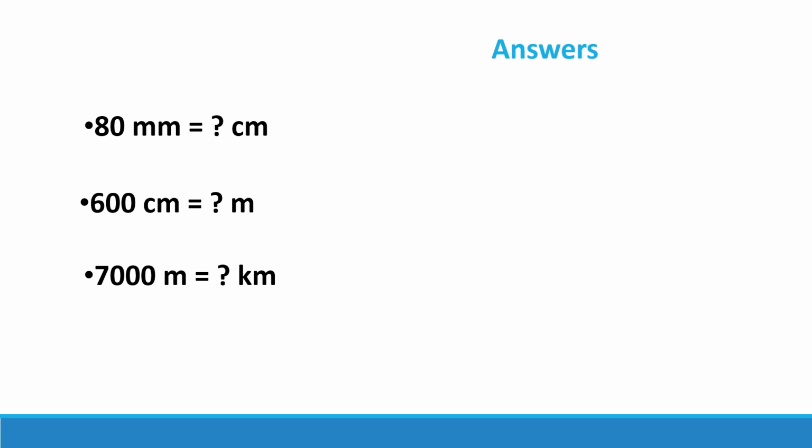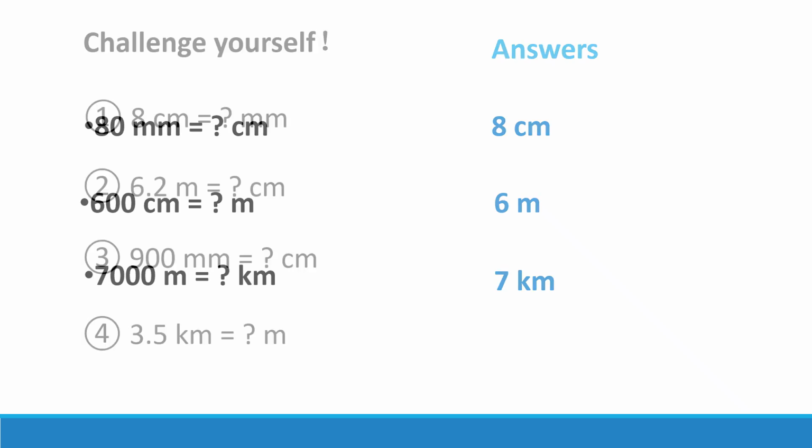Now it's your turn. Pause the video and try these three questions. When you're ready, let's check the answers together. Question 1. 80 millimeters equals 8 centimeters. Question 2. 600 centimeters equals 6 meters. Question 3. 7000 meters equals 7 kilometers. Well done if you got them all correct.